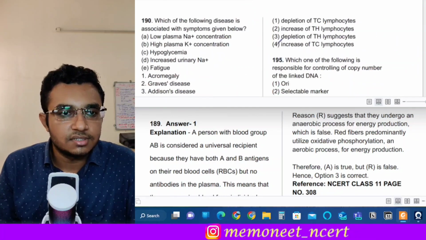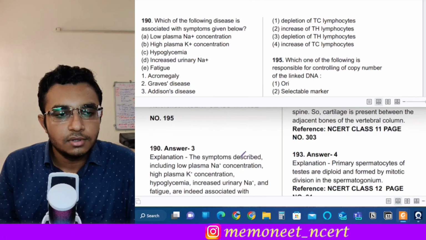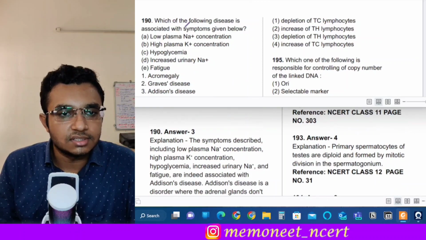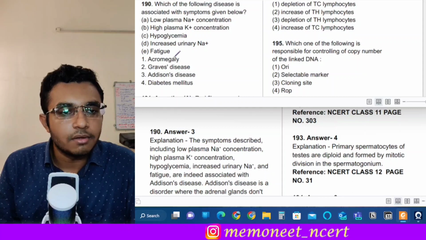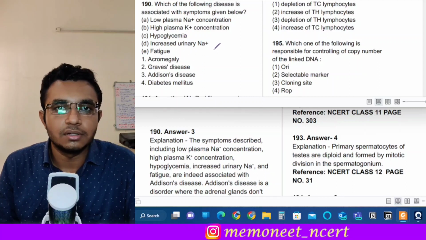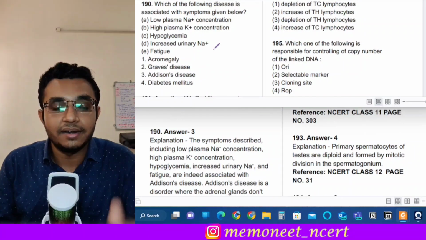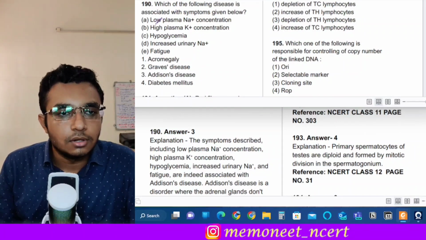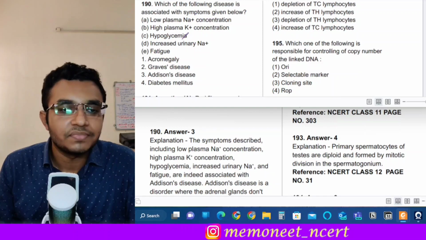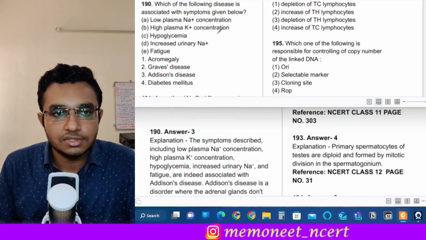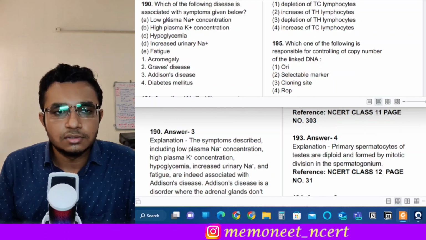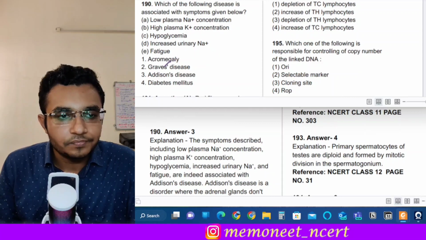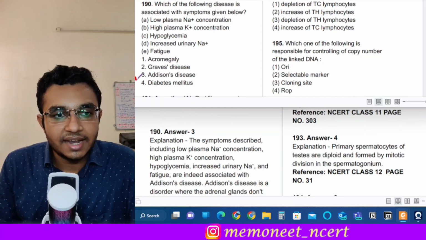The next question is question 190. Which of the following diseases is associated with the symptoms given below? There are symptoms given and you have to identify which disease it is. So open your doctor brain and identify the disease. First is low plasma sodium concentration. Then there is high plasma potassium concentration. Then hypoglycemia, increased urinary sodium, and fatigue. So these symptoms go with which disease? Yes, you identified it correctly. It is Addison's disease.